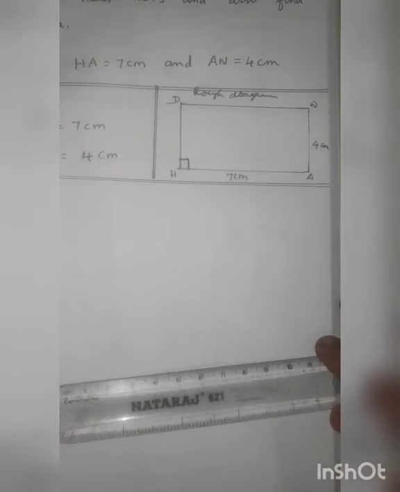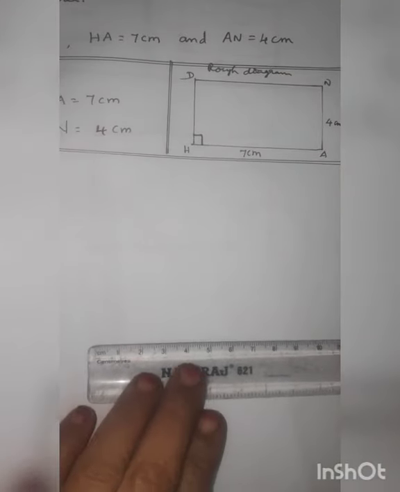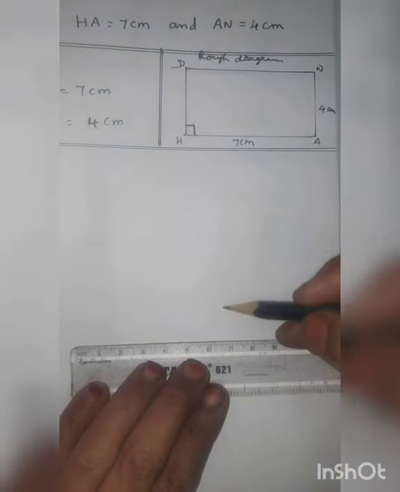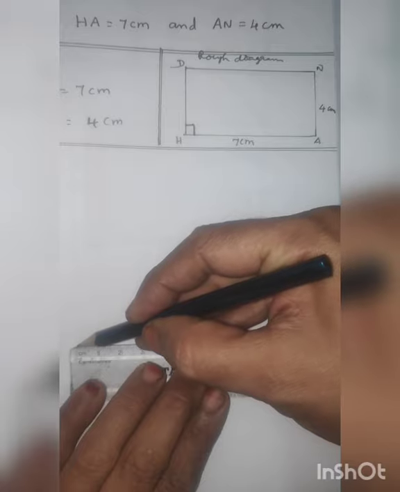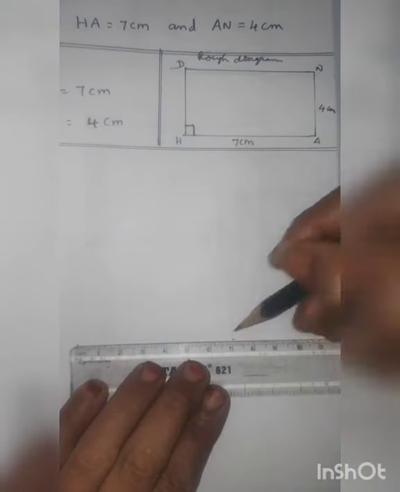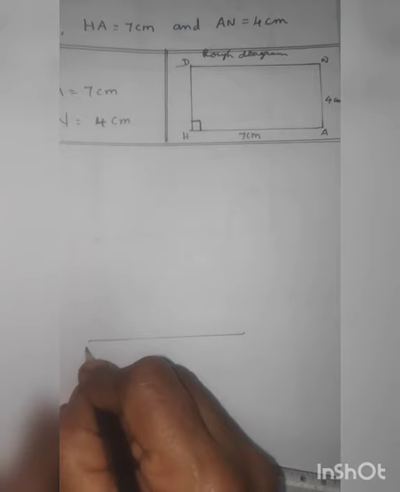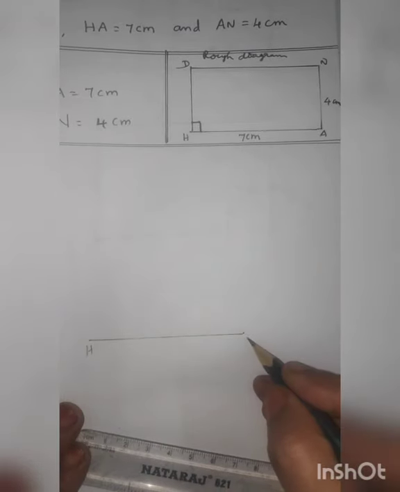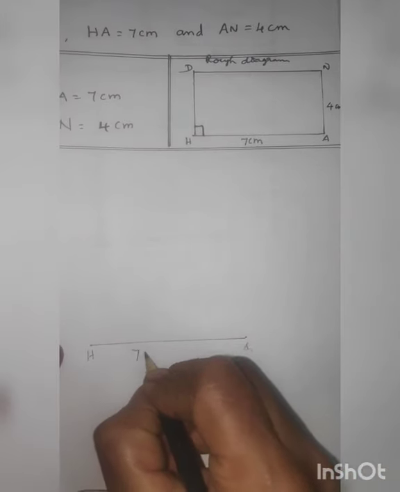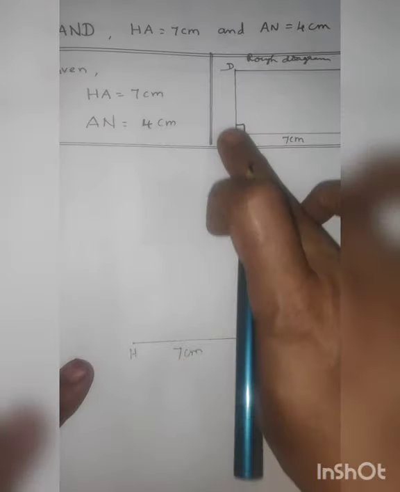Draw a line segment first, 7 centimeter. HA equal to 7 centimeter. Keep the point. Join the two points. There you write H, there you write A. Write 7 centimeter. Next work, we want to draw the perpendicular line.